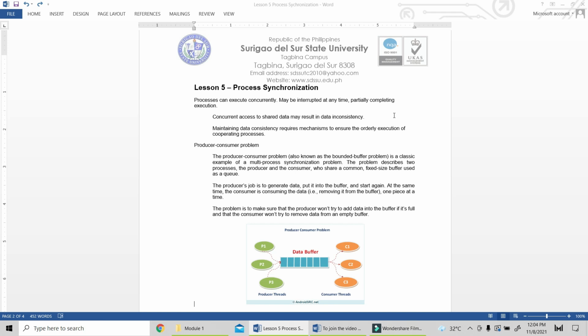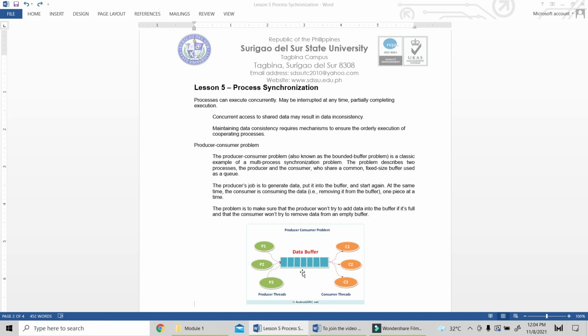So the problem describes two processes. We have the producer and then the consumer. They share a common fixed-size buffer used as a queue. This is what we call a data buffer, or a buffer of n slots, a fixed buffer used as a queue. So they share one data buffer, the producer and then the consumer. Now, if there are problems between a producer and consumer, that is where we have a problem with our synchronization.